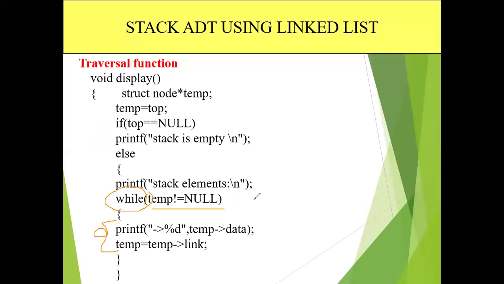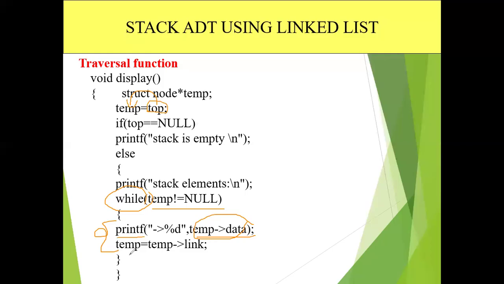For example, assume that in the beginning, temp value is not equal to null, which indicates it points to or stores some value. Whenever it is not equal to null, which specifies there is some value in temp, we will simply display that value using a printf statement. So printf percentage d comma temp arrow data, which indicates we are displaying the value pointed to by top, because in the beginning we assigned the top value to temp. So temp arrow data displays the topmost value.